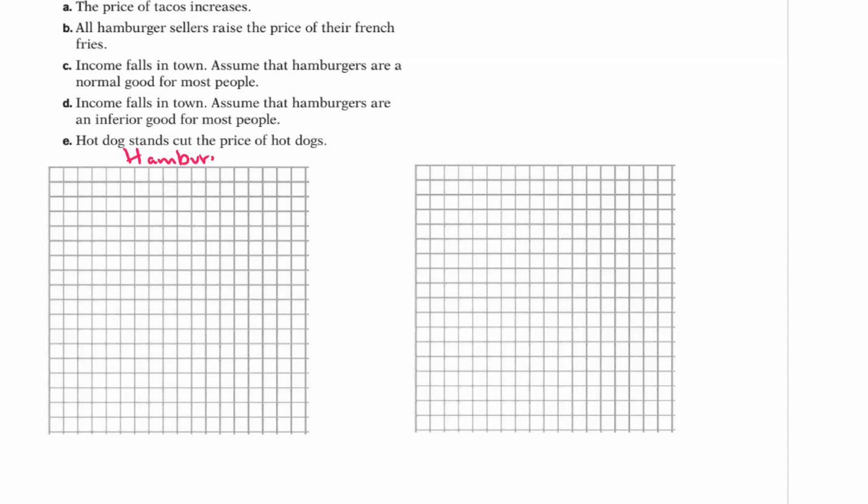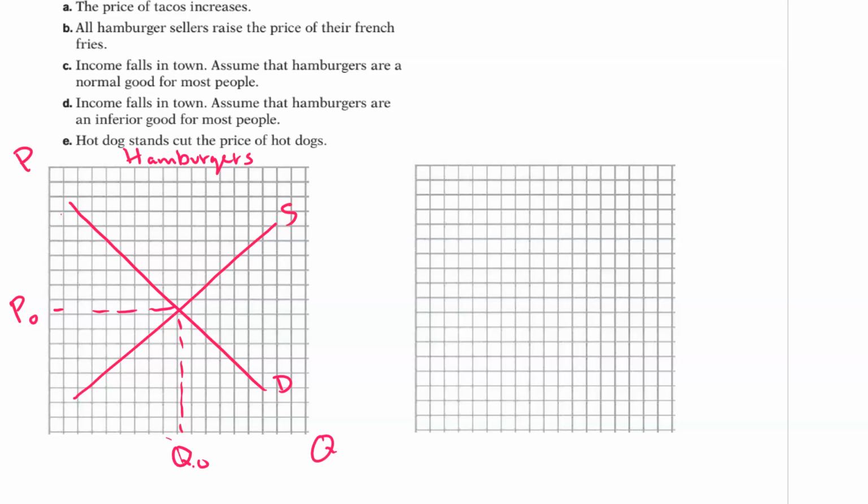So this is for hamburgers. We still are always going to have our price and quantity, our supply, and our demand. So we start by making those 2 lines. So we've got our initial quantity and our initial equilibrium price. Now we have to consider what's happening for each scenario. So this will be our A.